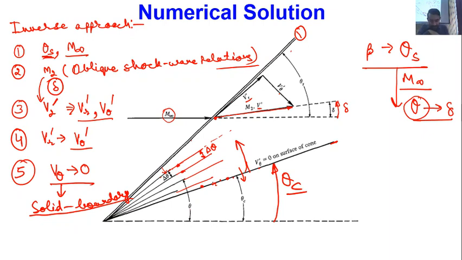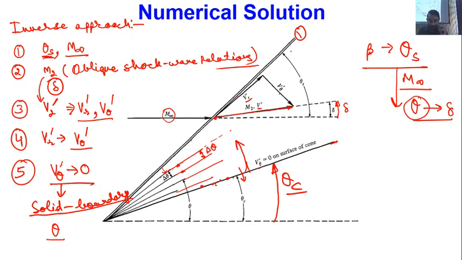I don't know the value of radial velocity at this boundary. But contrary, if you assume a shock wave first, then by using the oblique shock relations, which we have studied earlier, I can find out the values at this boundary. Once I have calculated values at this boundary, then I can march my solution until my v theta dash becomes 0. That is the reflection of a solid boundary, and the theta corresponding to that is nothing but our cone angle.